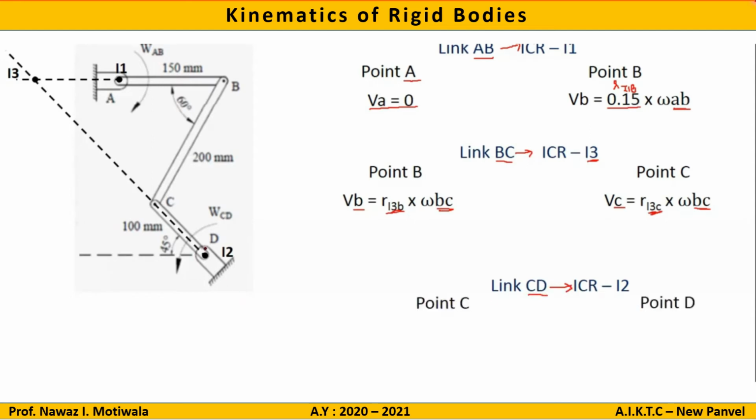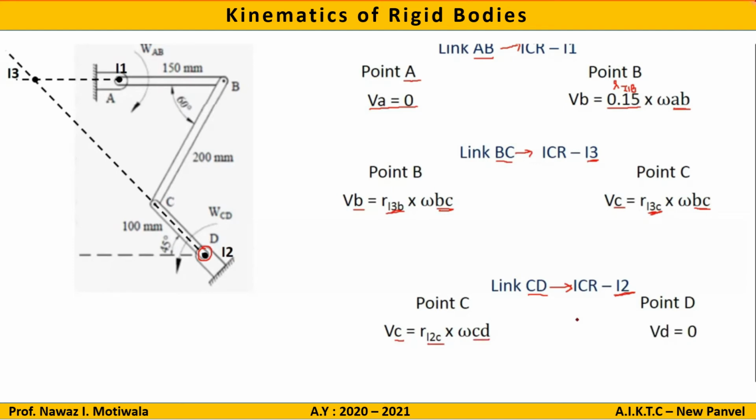But now you can observe here, point D is itself a hinge point. Hence I can write directly VD is equal to 0. But for VC I will write VC is equal to RI2C. Now see here, why I2C? Because I am considering link CD with ICR I2. So it will be I2 to the particular point C multiplied by omega CD. And for point D I will directly write 0.